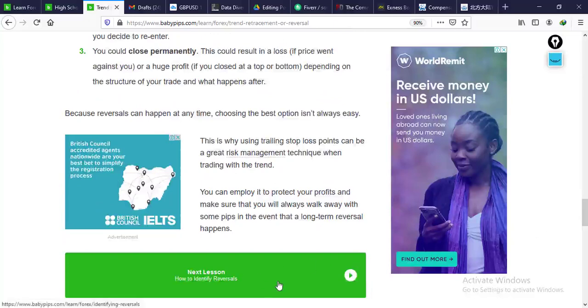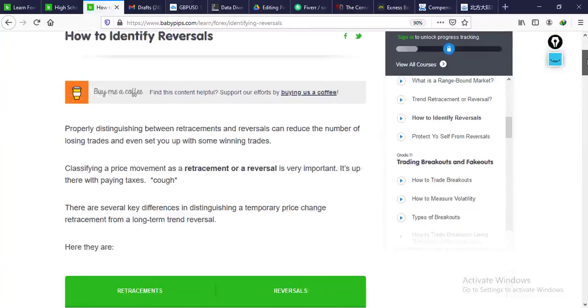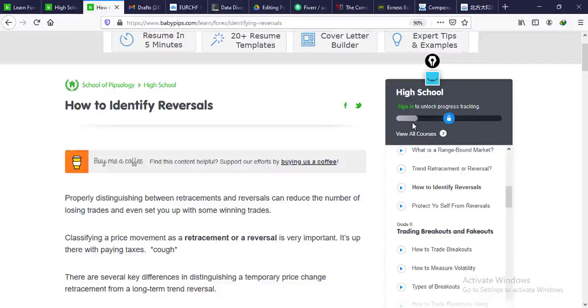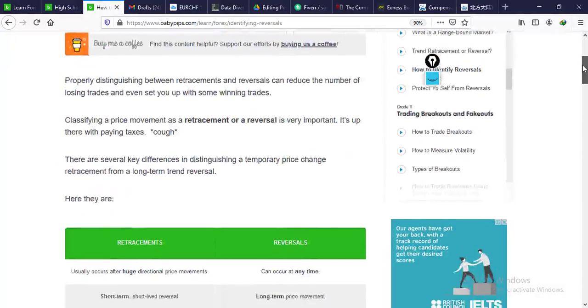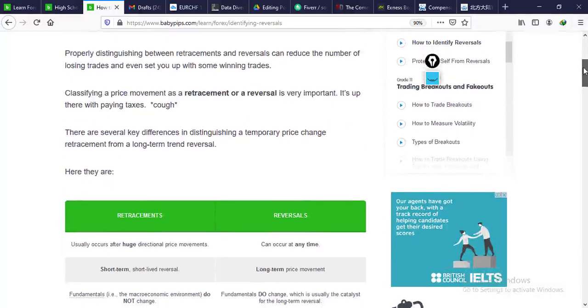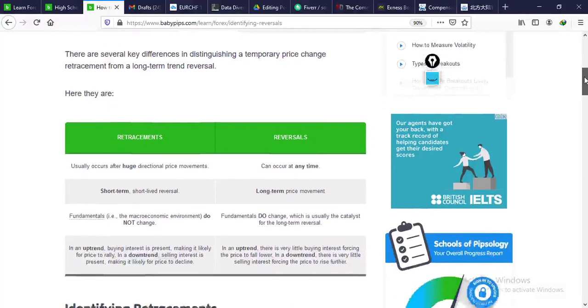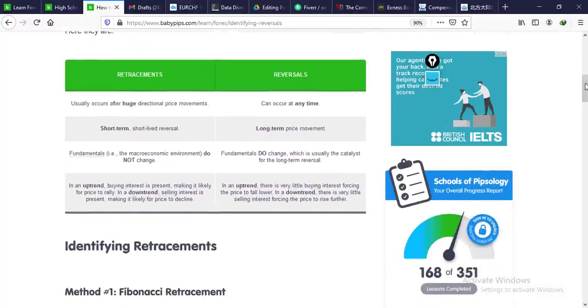Now let's move to identify trend reversal. How to identify trend reversals? Properly distinguishing between retracement and reversals can reduce the number of losing trades and even set you up with some winning trades. That being said, it is important for us to know the difference between a retracement and a reversal and how to classify them properly. Okay, so here they are. Retracements.